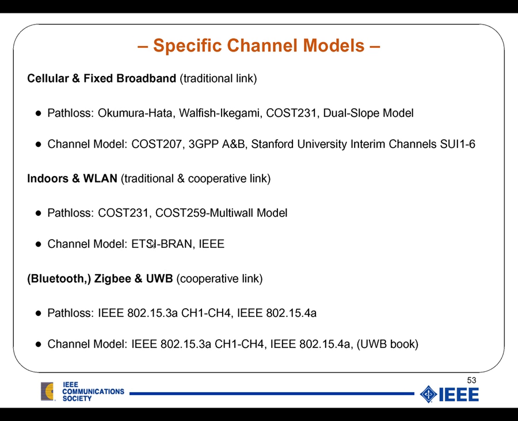Also, if you're interested in specific channel models which exist already, for instance, for the path loss and channel models, I've given a few models here, and these are useful for the traditional link from a base station or an access point down to a mobile station. Also, an interesting one are the indoor and wireless LAN models, which have been used extensively. That can be used also for the traditional link or also for the cooperative link. And finally, you got models which are more suitable for cooperative links, which stem from the Zigbee and ultra-wideband community, which can be found right here.